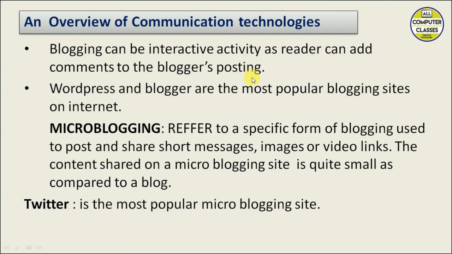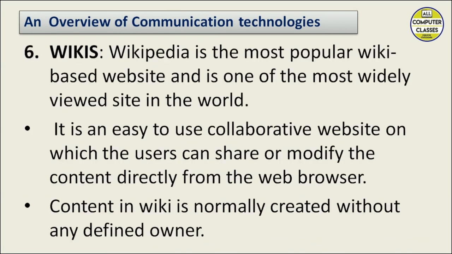Next, WordPress and Blogger are the most popular blogging sites on the internet, right? There is one term called microblogging. It refers to a specific form of blogging used to post and share short messages, images or video links. The content shared on a microblogging site is quite small compared to a blog. A blog gives a detailed topic, and a microblog is short messages, images or video links. Twitter is the most popular microblogging site. You might have seen that most political leaders or film stars tweet and give messages, right?